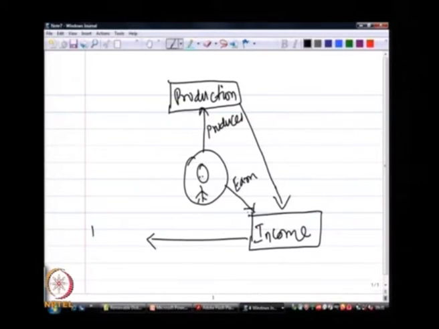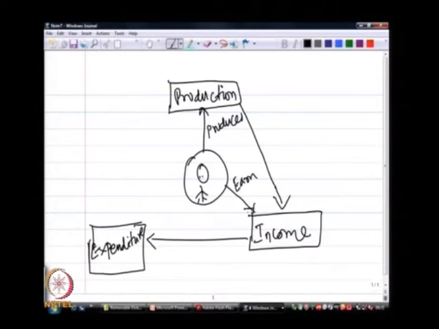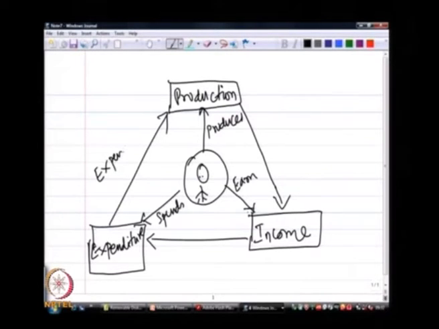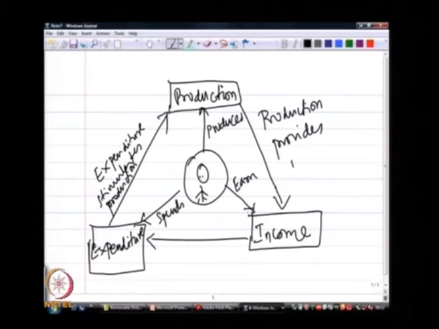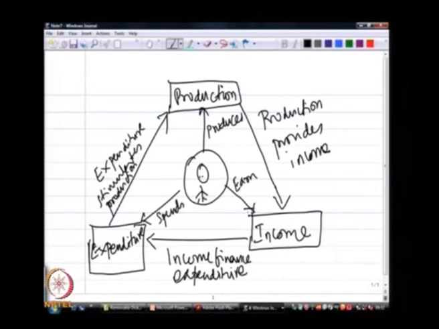From his income, he spends for his needs and wants, as a result of which there is an expenditure. An expenditure because he spends from the income, and it is this expenditure that actually stimulates production. So, his spending in turn stimulates production. So, beginning from the production that provides income, and this income is the one that finances the expenditure, and the expenditure stimulates the production.